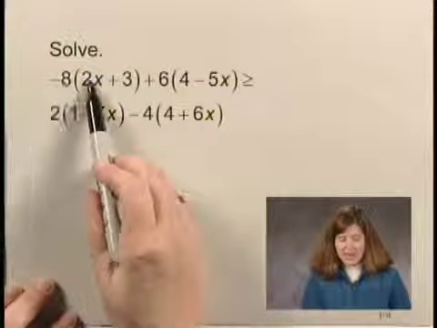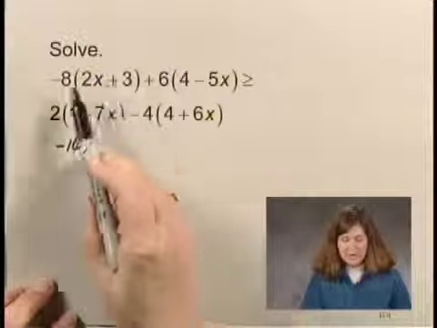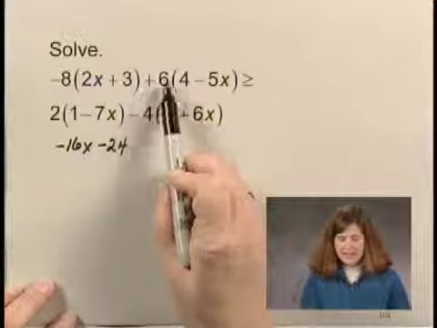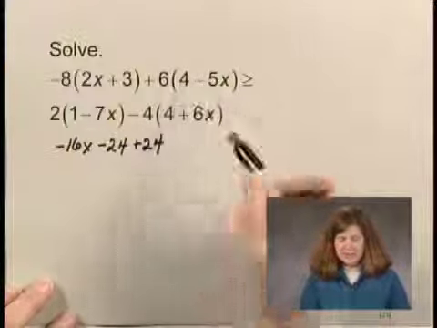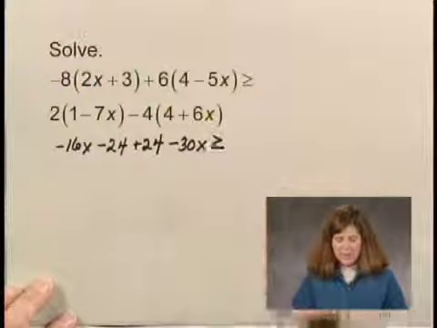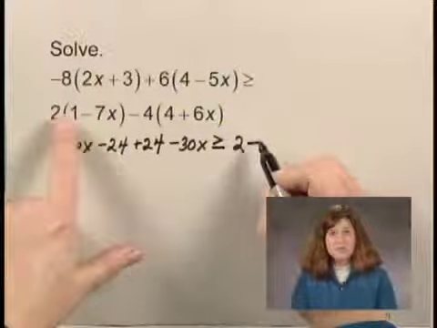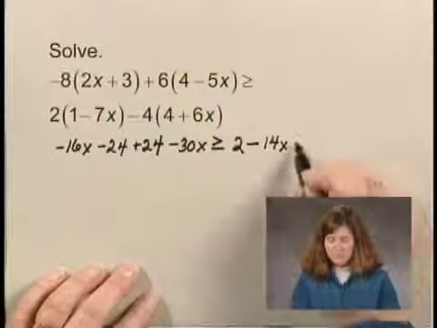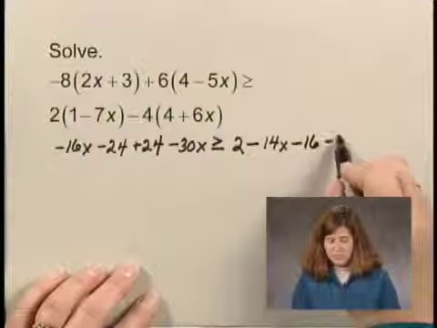And I have negative 8 times 2x be negative 16x, plus negative 8 times 3 would be minus 24, plus 6 times 4, which is 24, minus 6 times 5x, which would be minus 30x, is greater than or equal to 2 times 1 minus 2 times 7x, which is 14x, minus 4 times 4, which would be minus 16, minus 4 times 6x, or minus 24x.